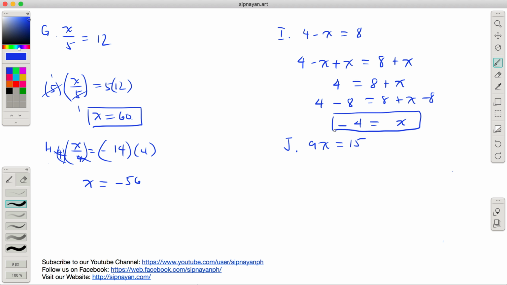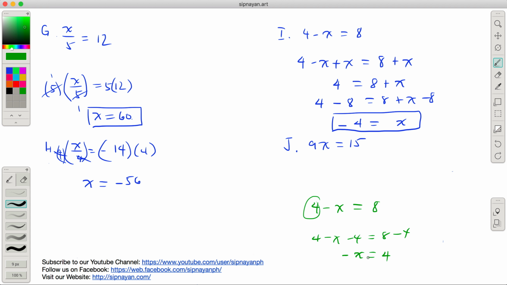Okay? Now, there's another way to do that. If you want the x on the left, we leave the minus x here. So, 4 minus x equals 8. What we'll do is remove the 4 instead of x, because we want it on the left. So, it becomes 4 minus x minus 4 equals 8 minus 4. 4 minus 4 is 0. So, negative x equals 4.